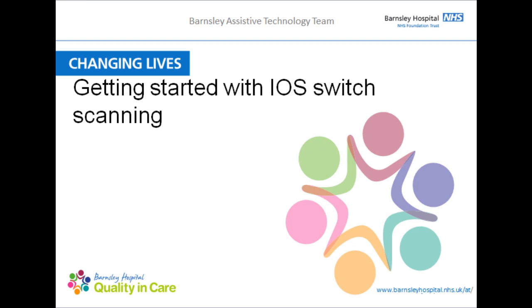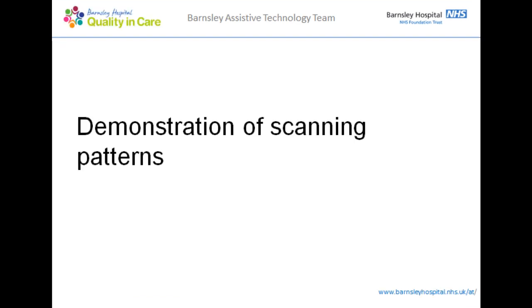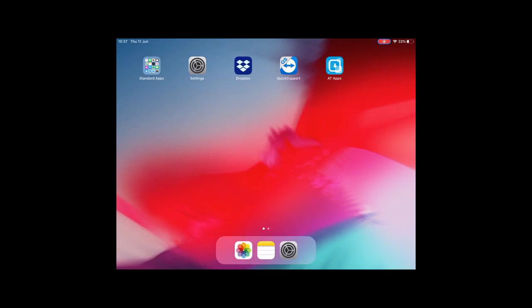In this video, we're going to look at how to set up switch access on an iPad, first having a look at what switch scanning looks like on the iPad. The iPad has two types of scanning patterns: item scan, also known as block scanning, and point scan, also known as gliding cursor or crosshair scanning. This iPad has been set to item scanning by default.